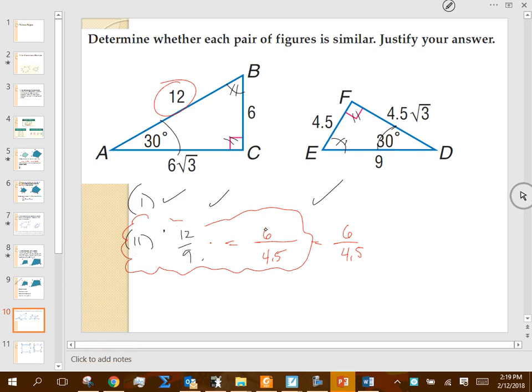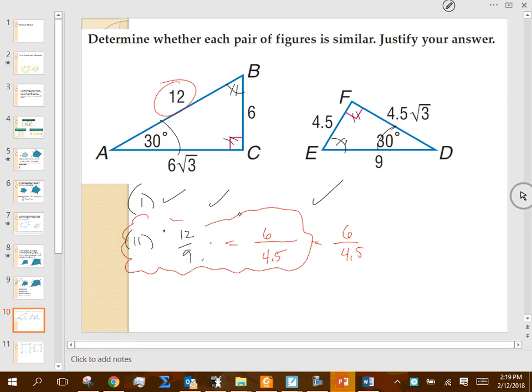Another way of doing it was, what do we have, 12 over 9? What's 9 times 6? 54. What's 12 times 4.5? 12 times 4 is 48, and 12 times a half is 6, so that gets 54, right? So the cross products here are the same as well. So that's an alternative way of doing it. But we have those two things are equal.